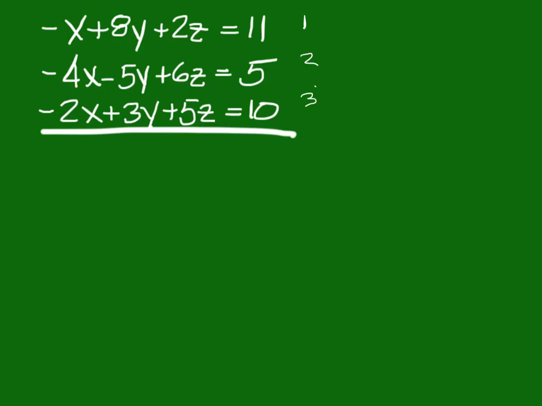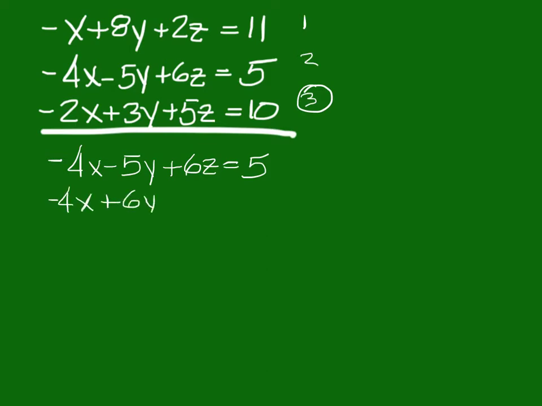You can multiply the third one by 2. If you just want to do it by a +2, that will give you two negatives out there on the left. So the first one, -4x minus 5y plus 6z equals 5, stays the same, but we're going to multiply the bottom one, number 3, by 2. So we'll have a -4x plus 6y plus 10z equals 20.